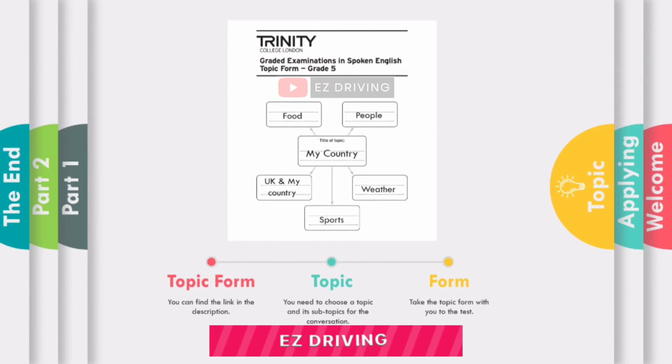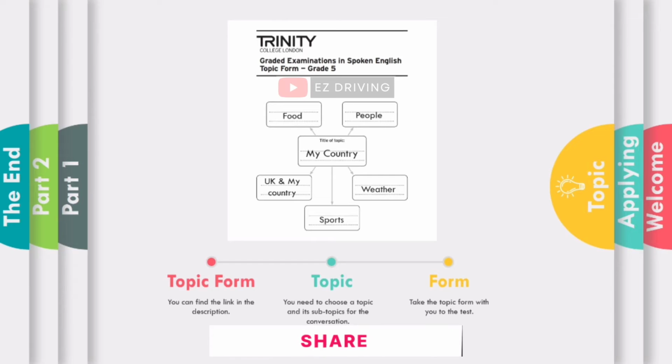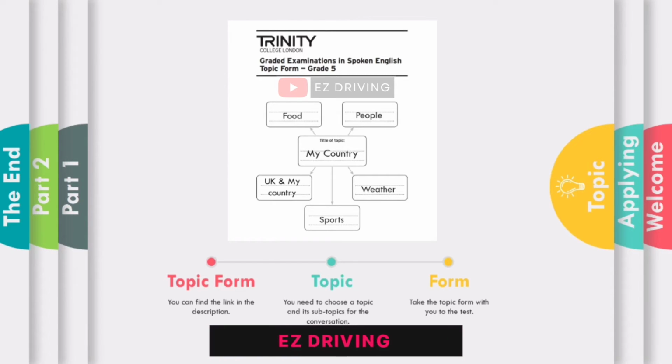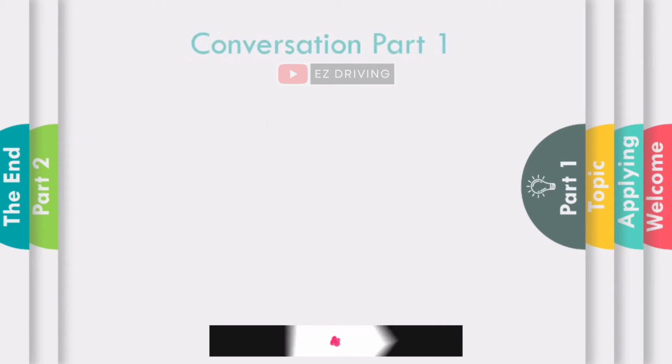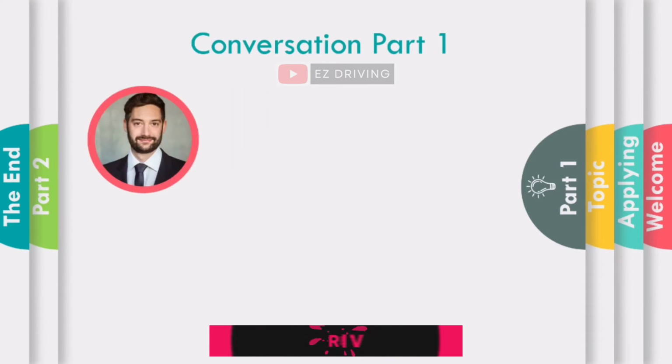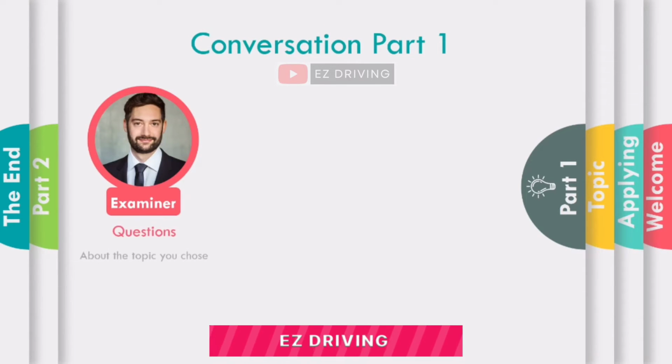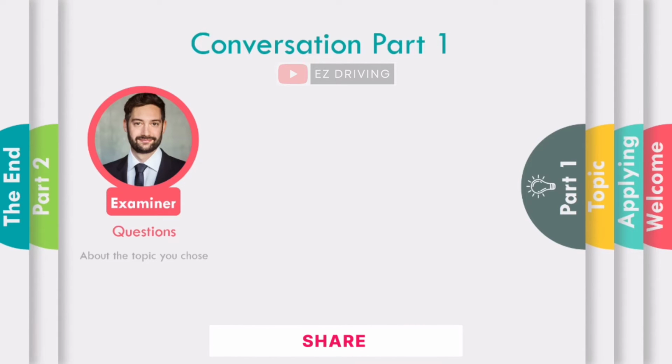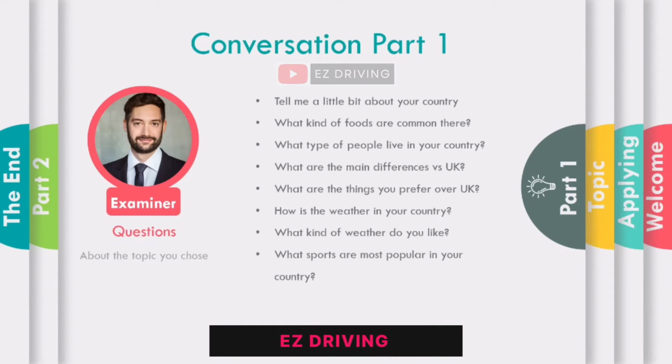So once you've chosen your topic and you filled out your topics form, during the test, once you show up, the examiner will have a conversation with you. This conversation consists of two parts. In the first part, the examiner will take your topics form and he will ask you questions about the topic that you chose. So the questions can be like, tell me a little bit about your country. And you can tell him anything about your country.